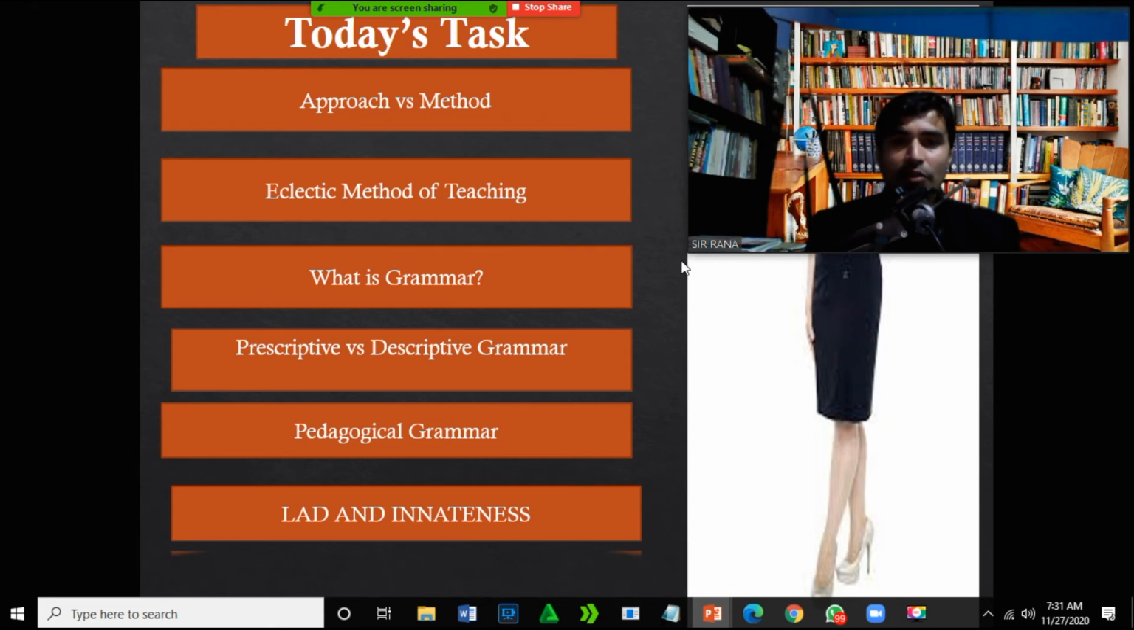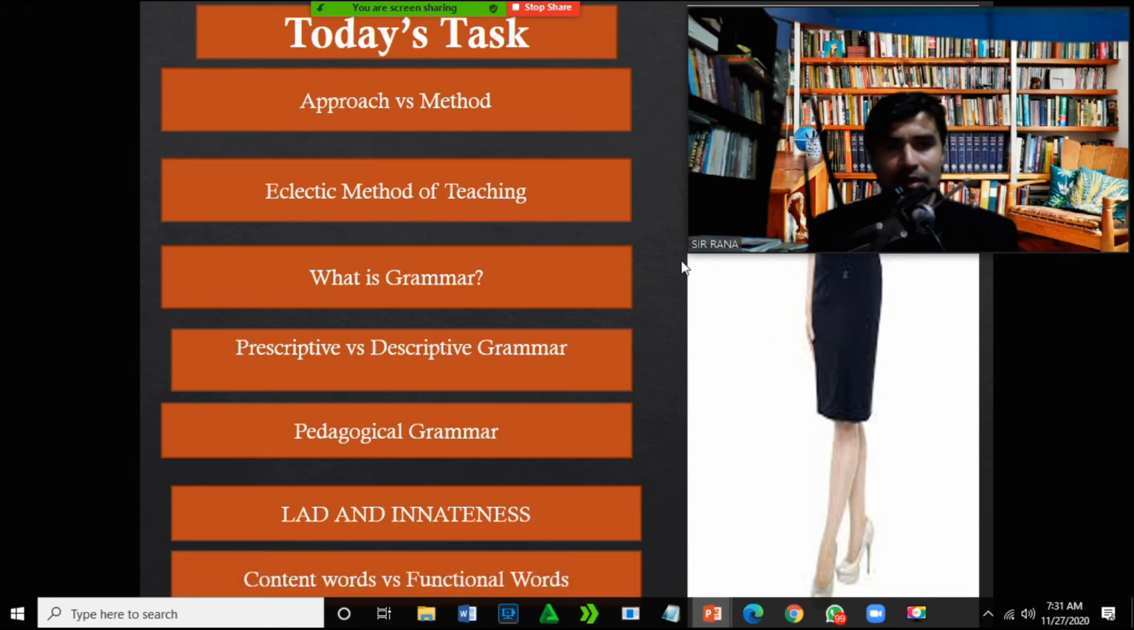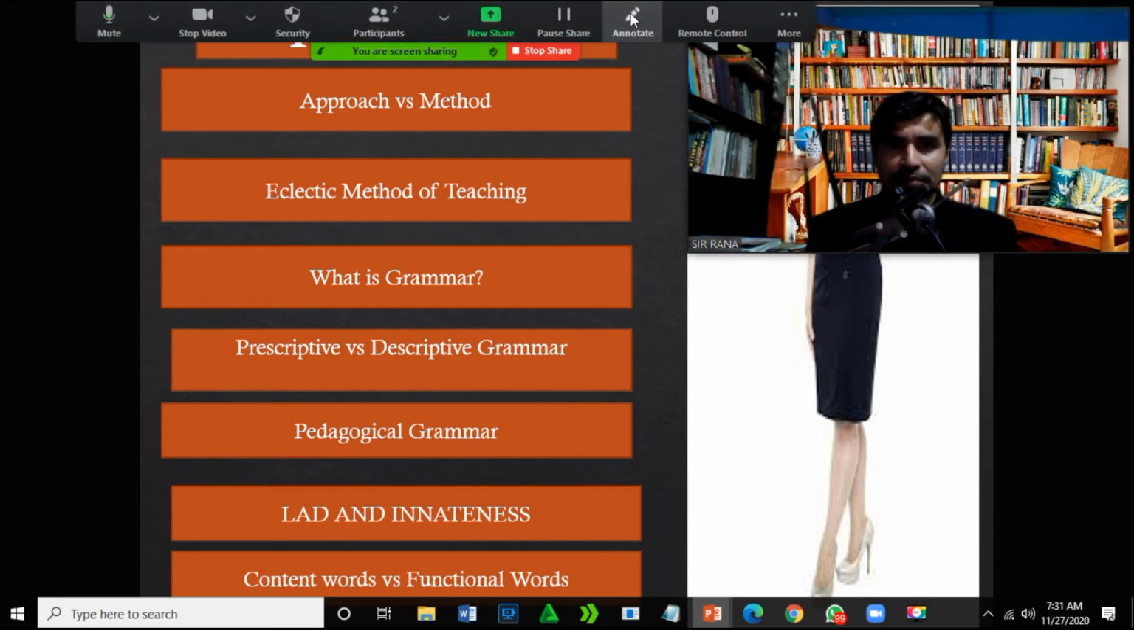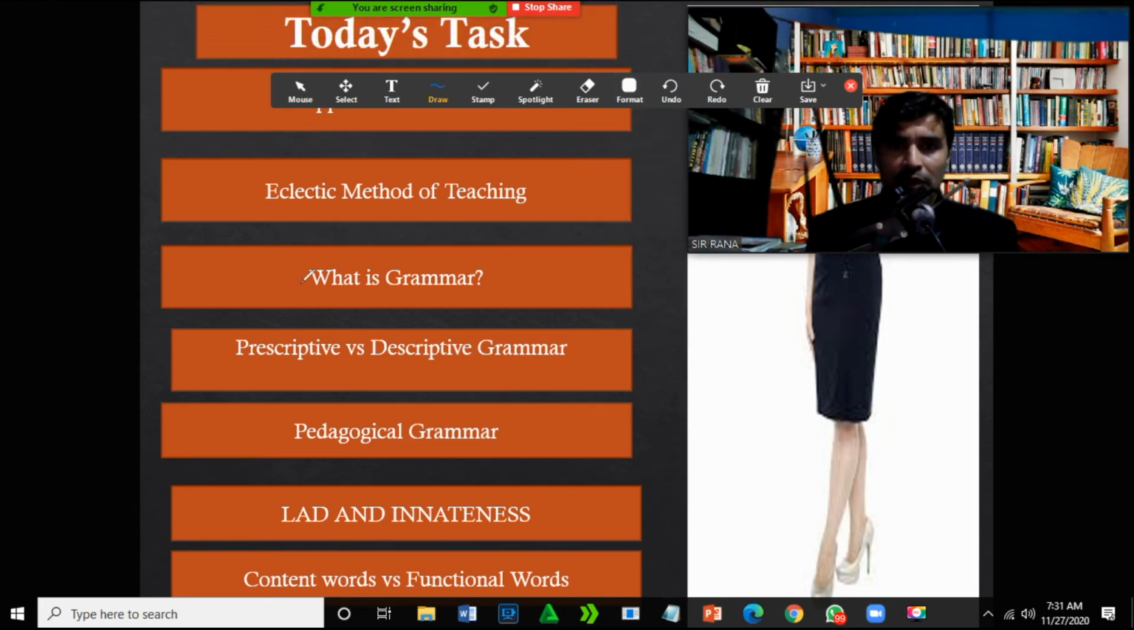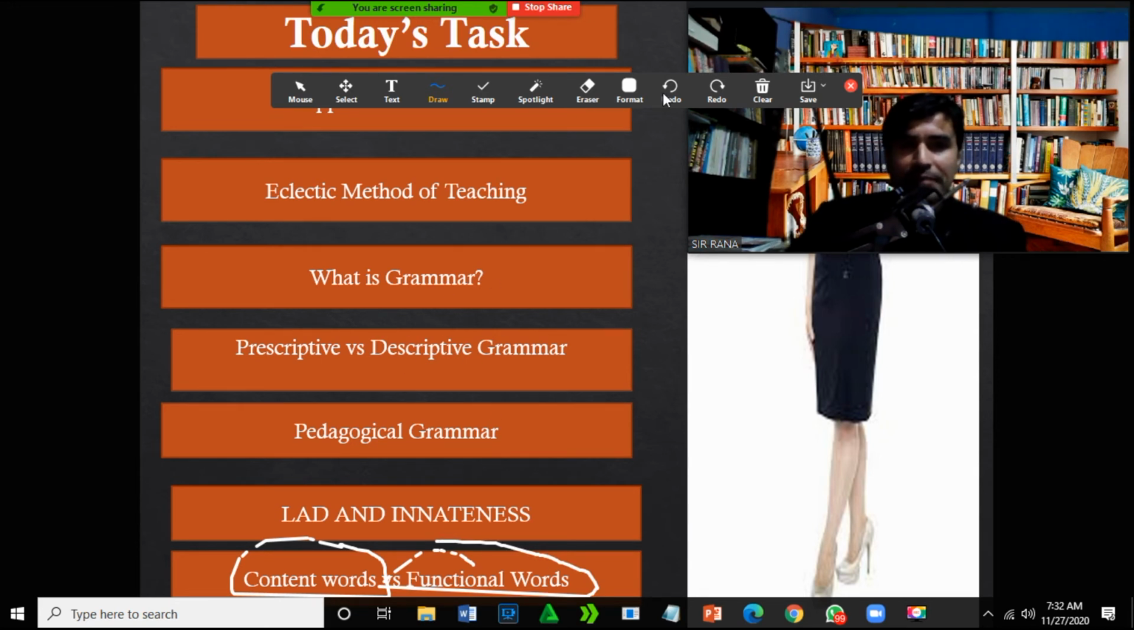I'll also discuss the content word and functional word. So what is a content word and a functional word? Who will tell me what is a content word and what is a functional word? Fozia, what is a content word and functional word?